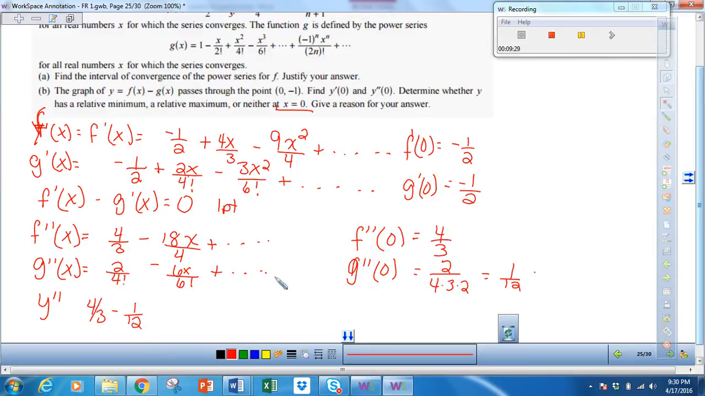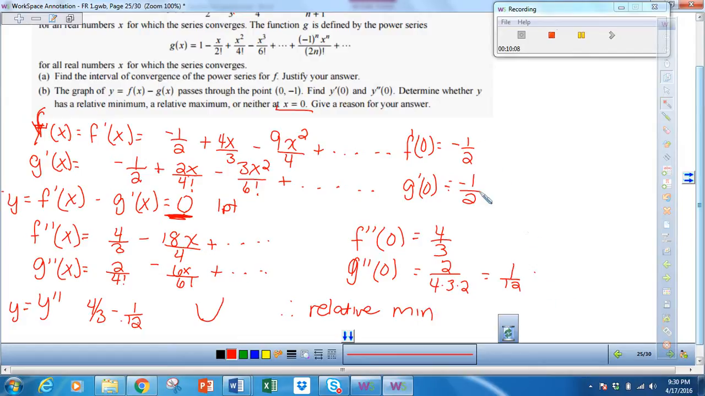Now, is this a relative max or a relative min? And this is where the second derivative test comes into play. Because when I subtract these two, I get 0, so my first derivative is 0. My second derivative is a positive number, which indicates that it is concave up. If it's concave up and the first derivative is 0, that means therefore it is a relative minimum.